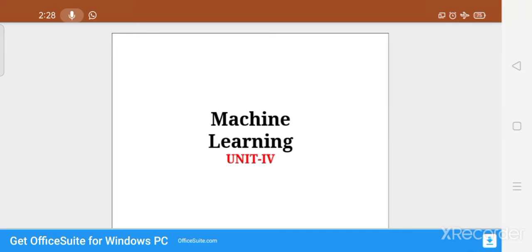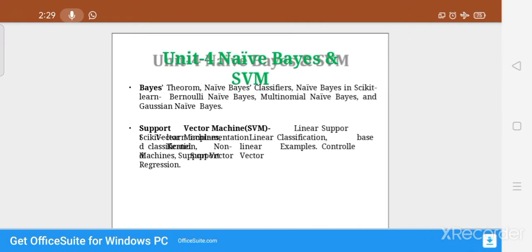In today's lecture, we are going to start with the fourth unit of machine learning, which is Naive Bayes and support vector machine. This unit is divided into two parts, that is Naive Bayes and support vector machine. In Naive Bayes, we can see the Bayes theorem, the Naive Bayes classifier, and how to implement Naive Bayes in scikit-learn. In that, three methods are there, that is Bernoulli Naive Bayes, multinomial Naive Bayes and Gaussian Naive Bayes.